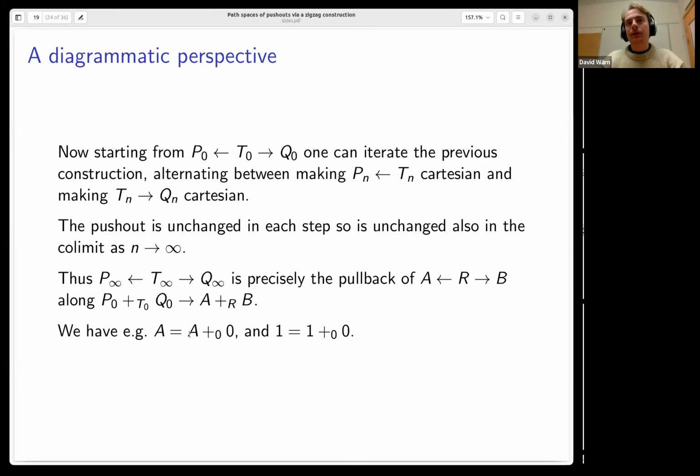And for example, if I start from the span A, 0, 0, then this pushout is just A. So then I get the pullbacks of A and A, or A and B, with the projections into the pushout. Or if I have a base point of A, I can start from the span 1, 0, 0, and then this recovers the construction as I presented it before in the type theoretic setting. So it's the same construction presented in two ways.